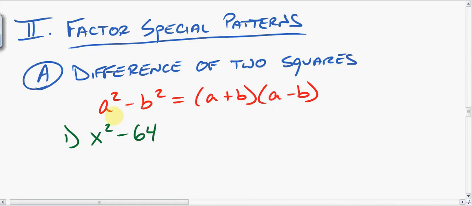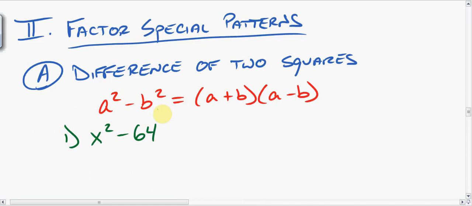So, we've got the formula a squared minus b squared equals a, the quantity a plus b, times the quantity a minus b. As I said, we've got two perfect squares, so when I take the square root of a squared, what do you get? A. When you take the square root of b squared, what do you get? B. And then one quantity will be addition, one will be subtraction. So that's what you're looking for when you want to analyze, do I have a special pattern?